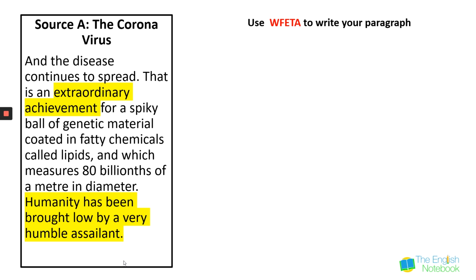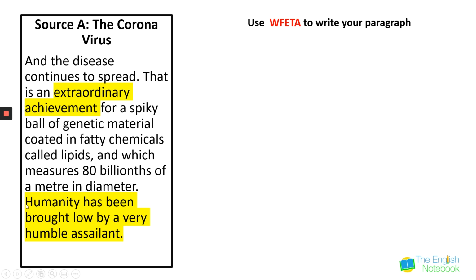Firstly, in source A, I've just highlighted here for you the evidence that I think is telling us something about how the writer feels. For example, if he says it's an extraordinary achievement, it's almost as if he's being quite sarcastic, almost a bit humorous, and trying to relate his intrigue, interest and fascination about this new disease.